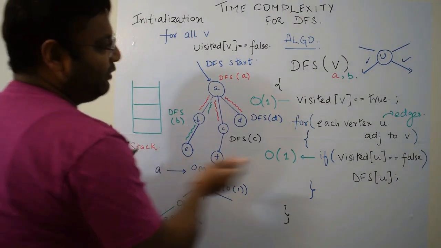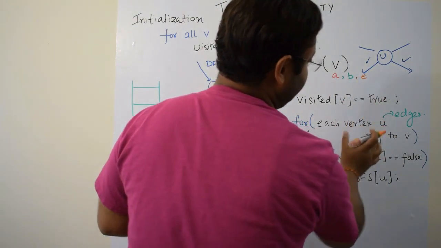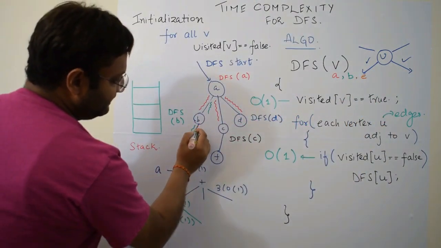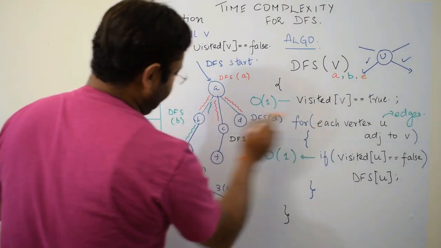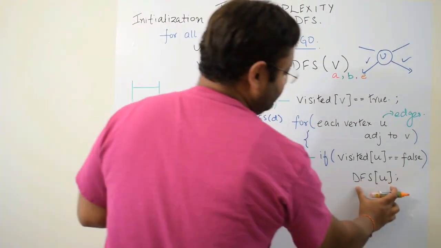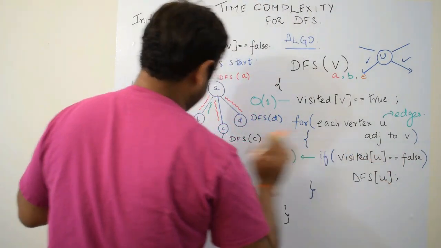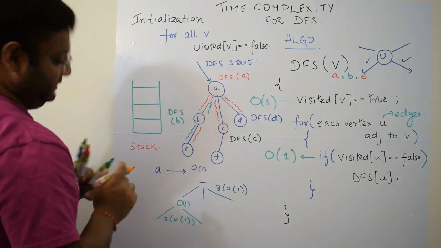E has only 1 neighbor. Now we go to E. E has only 1 neighbor, so the for loop will iterate only once, correct? And no DFS will be called because its only neighbor B has already been visited, right? So only 1 for loop iteration is being executed.